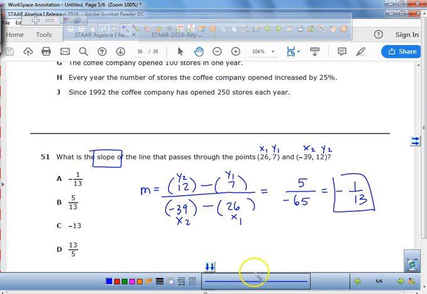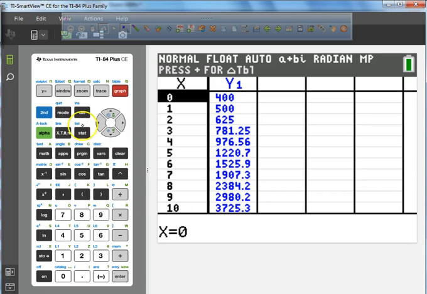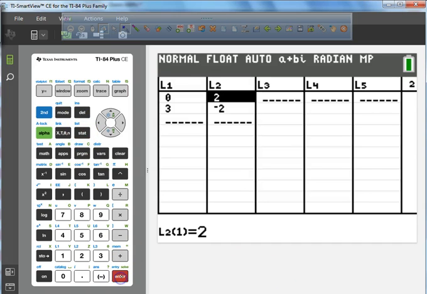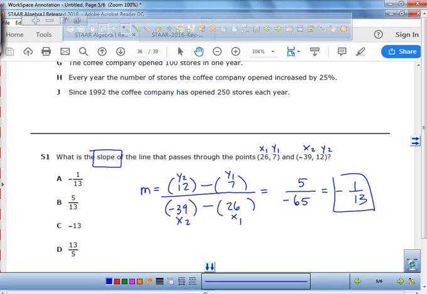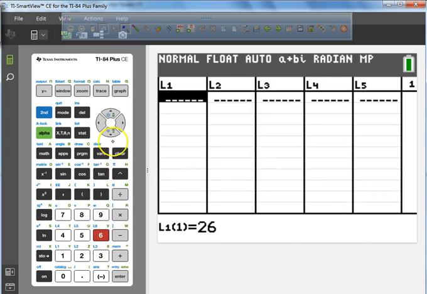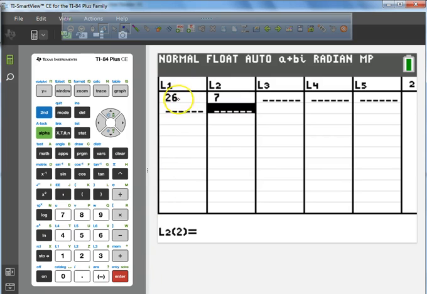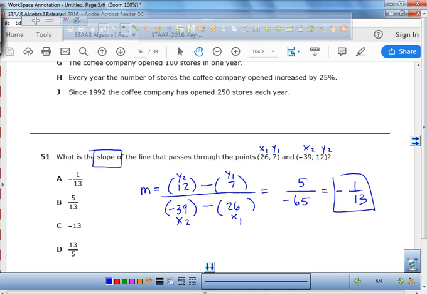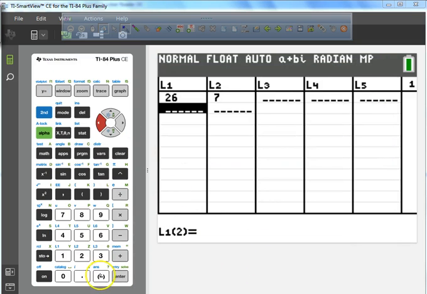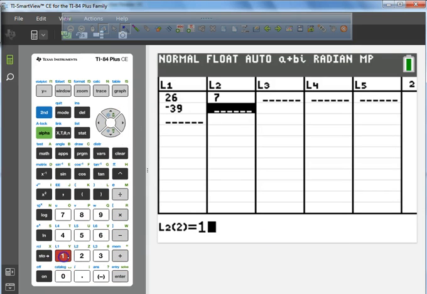Now, here's what you would do in the graphing calculator. You would hit Stat, Edit. You go over here to L1 and L2, and we type in our x values and our y values. So, what was our ordered pair for our x's? We go back, it was what? 26 and a 7, so you type in 26. You type in over here a 7. Remember, it's got to be x, then your y. Go over here, we type in negative 39 and a 12.